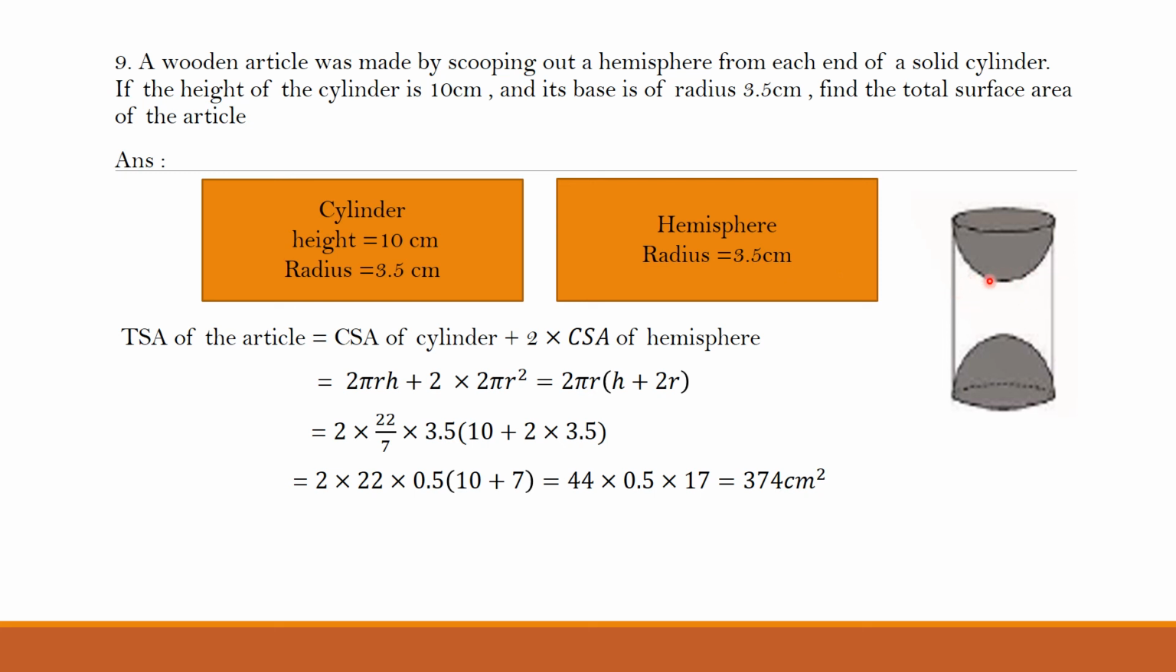The total surface area of the article will be CSA of the cylinder plus CSA of the first hemisphere plus CSA of the second hemisphere, which can be written as CSA of the cylinder plus 2 times CSA of hemisphere, which is equal to 2 pi rh plus 2 into 2 pi r square. Taking 2 pi r as common, it will be 2 pi r into h plus 2r. Substituting the values for h is equal to 10 centimeter and radius is equal to 3.5 centimeter, answer will be 2 into 22 by 7 into 3.5 into (10 plus 2 into 3.5), which is 2 into 22 into 0.5 multiplied with (10 plus 7), and the answer will be 374 centimeter square.